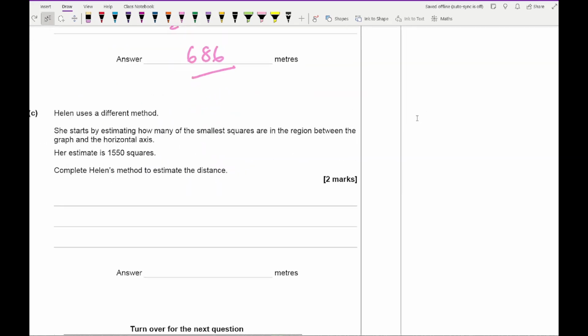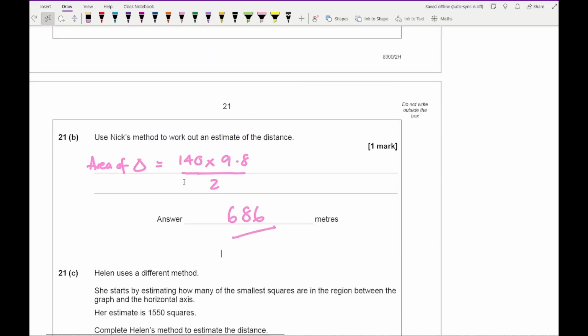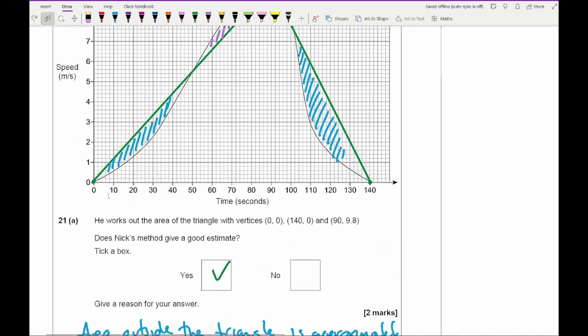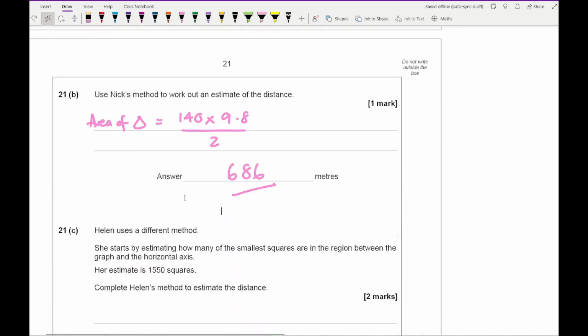Then it says Helen uses a different method. She starts by estimating how many of the smaller squares are in the region between the graph and the horizontal axis. Her estimate is 1550 squares. Complete Helen's method to estimate the distance. So what we need to do first here is work out what one of those little squares is going to be.